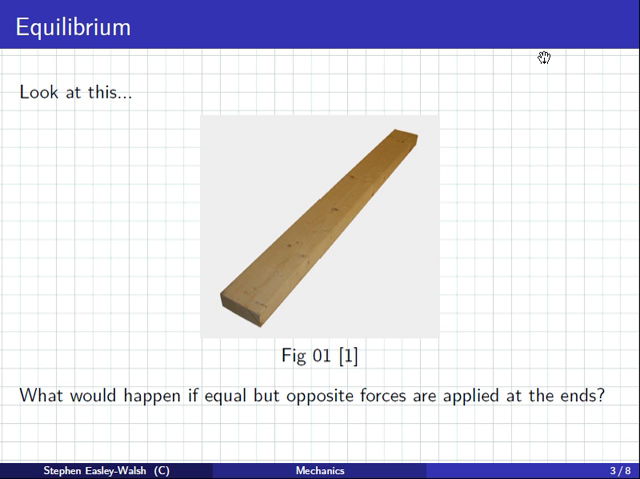What would happen if equal but opposite forces are applied at the ends? If I put one force up and the other force down, what would happen? What do you think, Bello? What would happen to the plank? It would what? You said it. I think some of you are getting the idea.